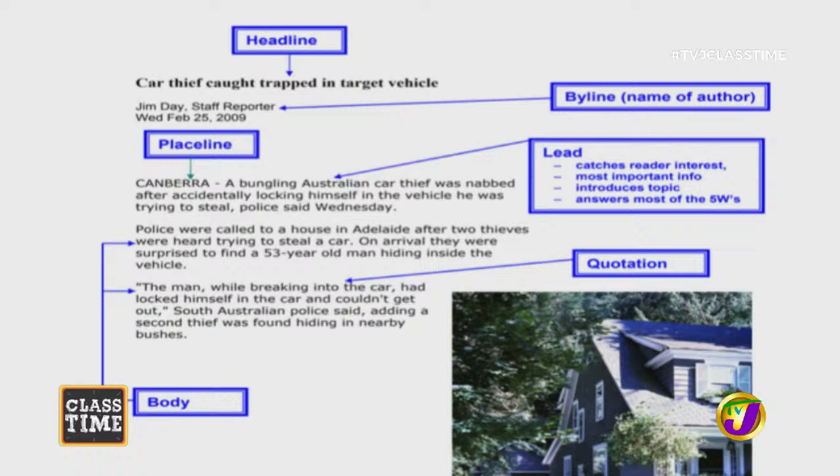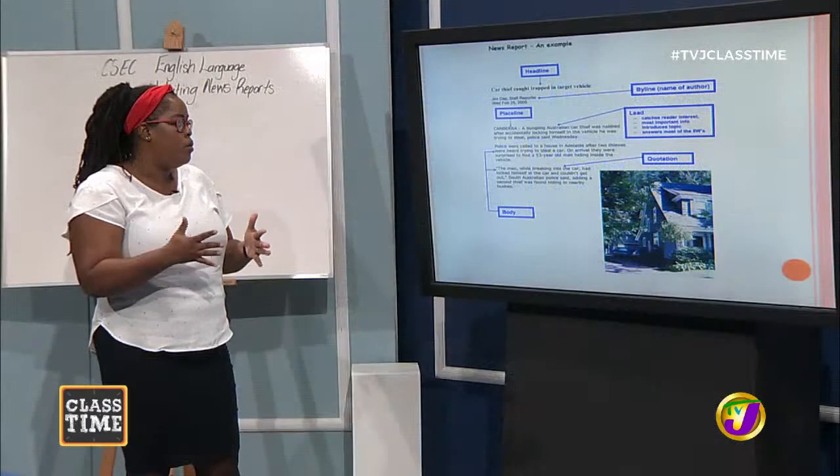A bungling Australian car thief was nabbed after accidentally locking himself in the vehicle he was trying to steal, police said Wednesday. Now let us look at this lead. Were all the W questions answered? Now, when we look at the lead, remember, the lead should catch the reader's interest. It should include the most important information, introduce the topic, and as it says, answer most of the 5 W's.